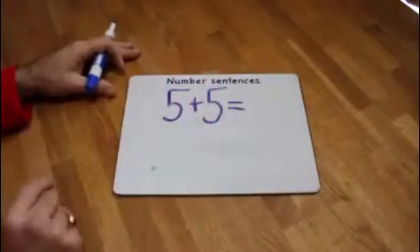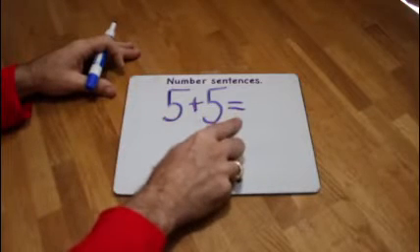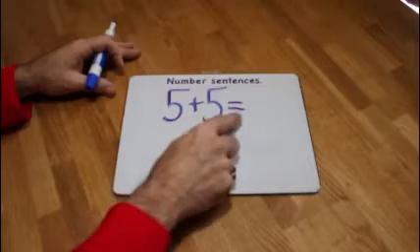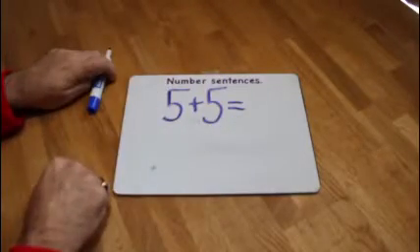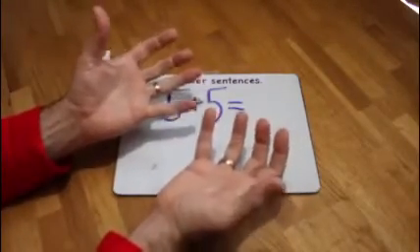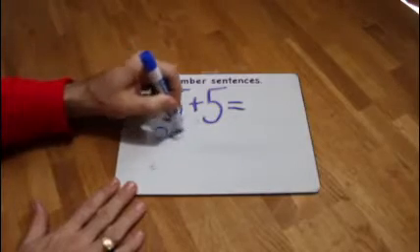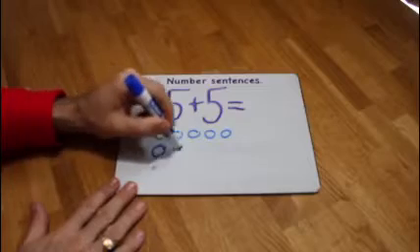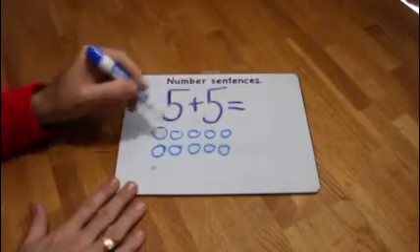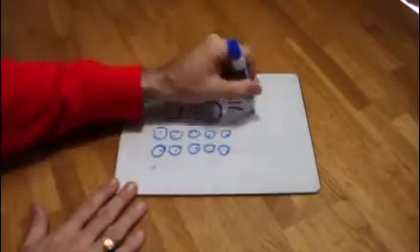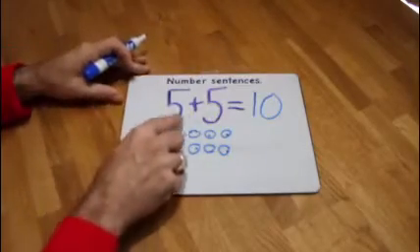Number sentences. Really look at the symbols. Okay? Here we go. Read it with me. 5 plus 5 equals. Quick mental math. Fingers. Easy one. Or pictures. 1, 2, 3, 4, 5. Plus means to add more. 1, 2, 3, 4, 5 equals 1, 2, 3, 4, 5, 6, 7, 8, 9, 10. Read it, please. 5 plus 5 equals 10.